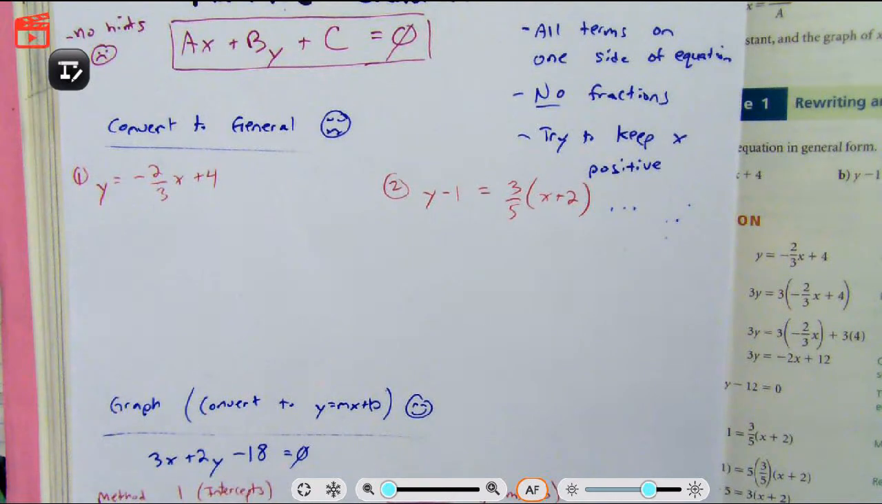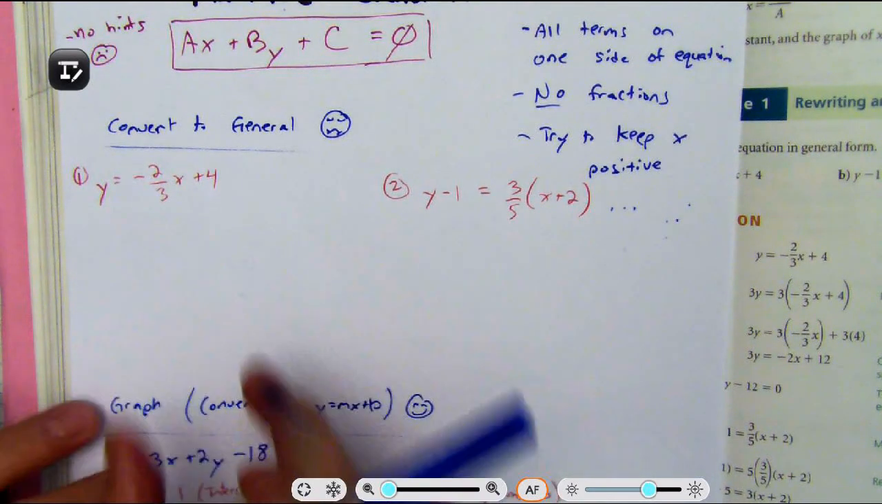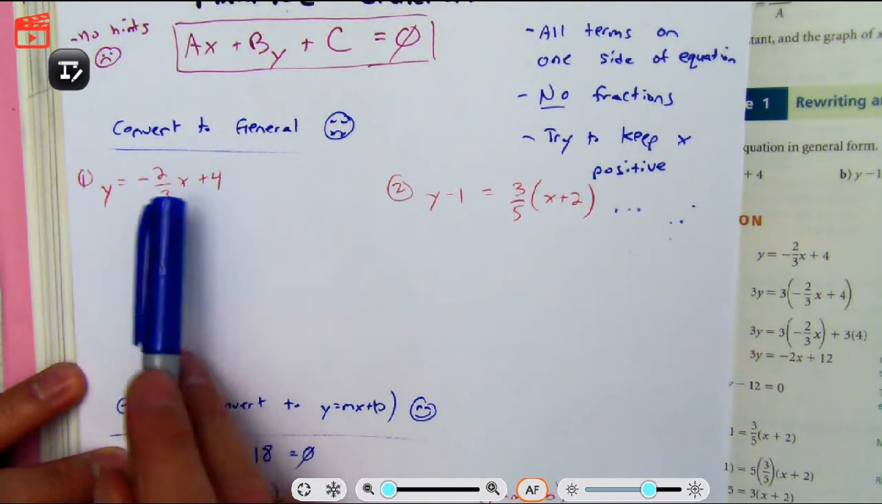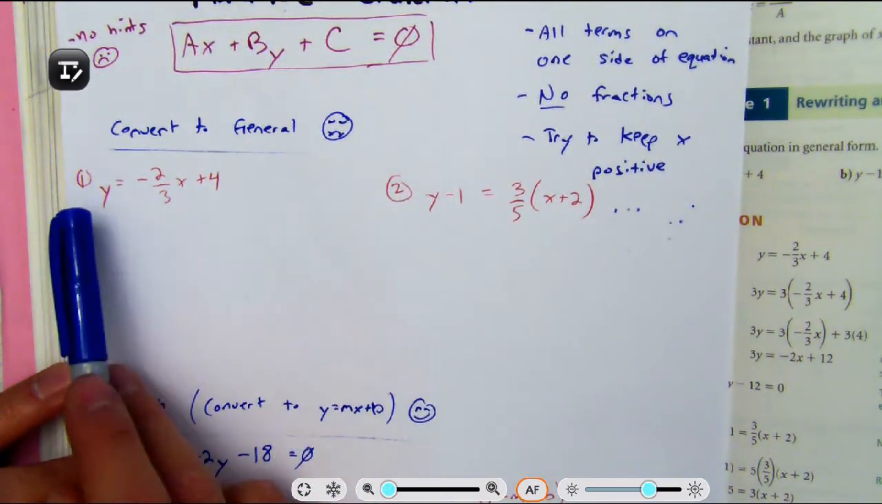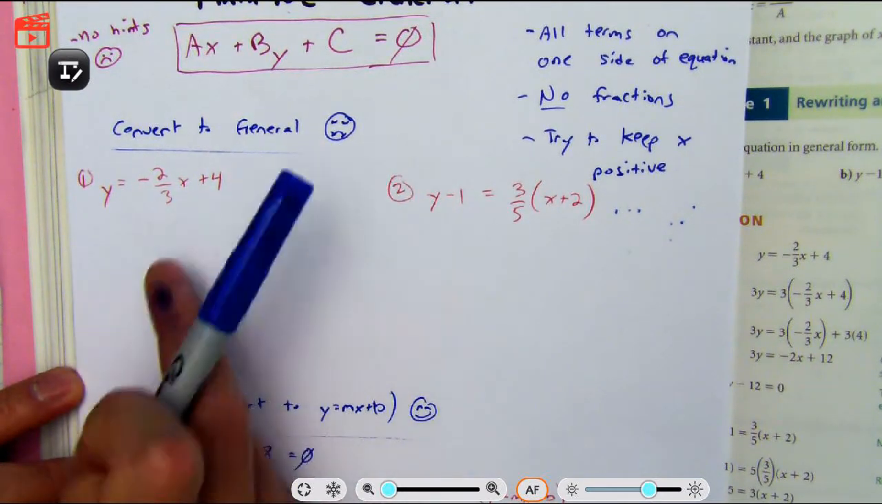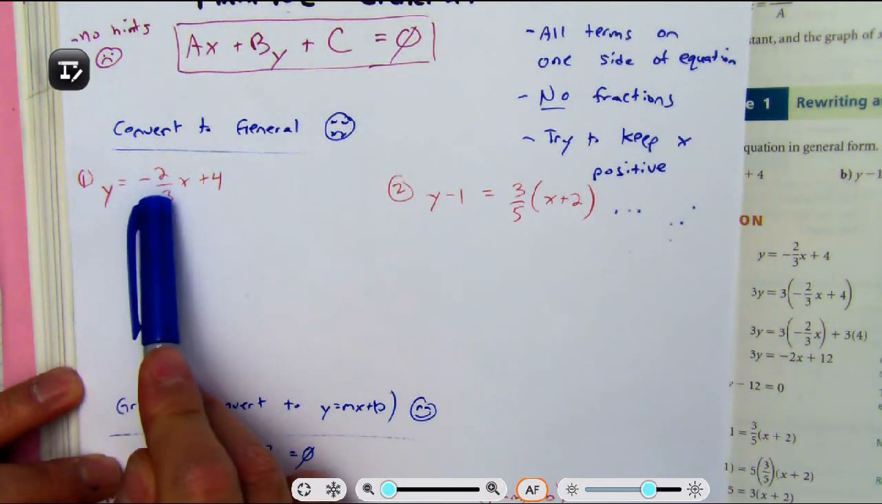So to convert to general form for the first one, I want to move everything to the same side of the equation. That means I could dump everything, these two terms, onto the left, or move my y onto the right. And it sounds easier to move my y onto the right, but do you remember I said I try to keep my x positive?